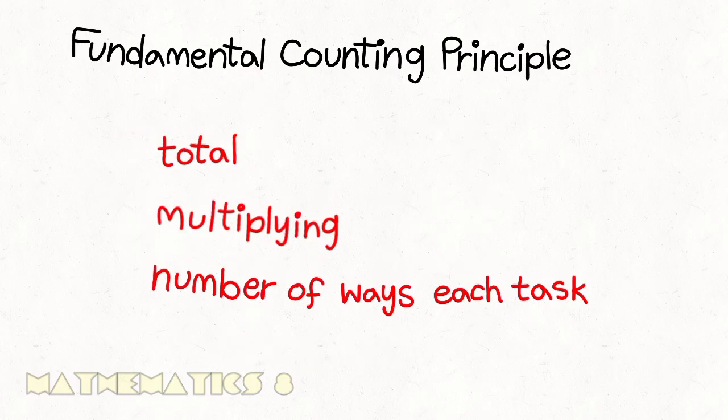We can find the total number of ways that 2 or more separate tasks can happen by multiplying the number of ways each task can happen separately.